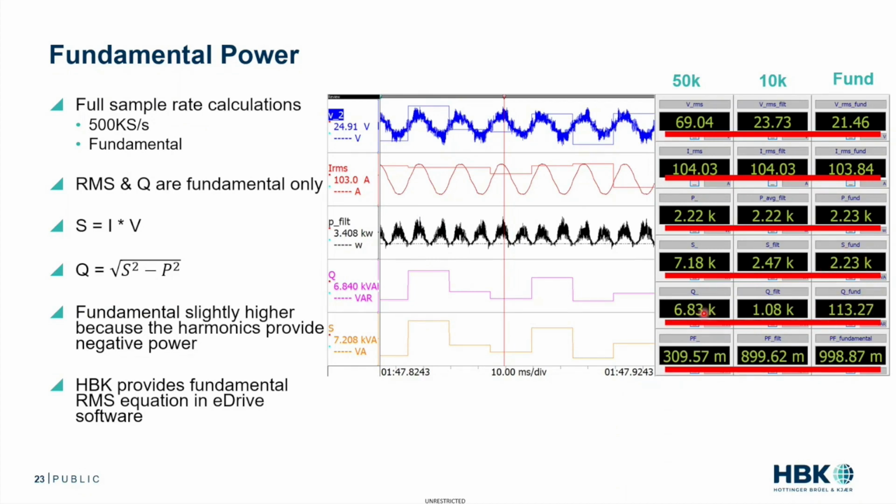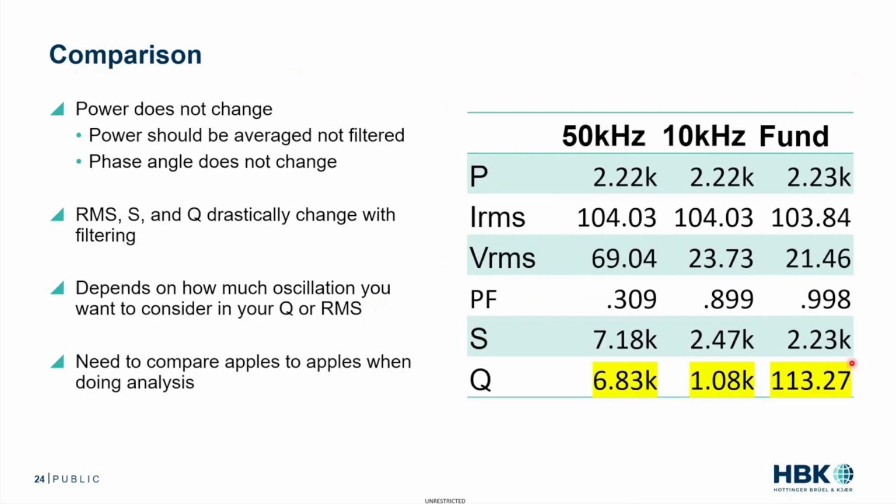We go from 6.8K to 113 volt-amps reactive. Also our power factor, 0.309 to 0.998. These are big differences just based on filtering. How many harmonics of the fundamental do you want in these calculations? That's the question.